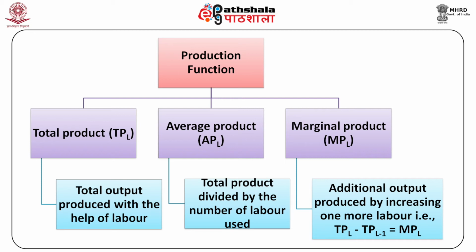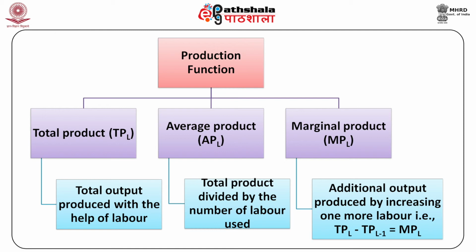First, total product (TPL) is defined as the total output produced with the help of labor. The total product is generated from the total output from the factors of production employed. It is the quantity of output produced per time period given the inputs.